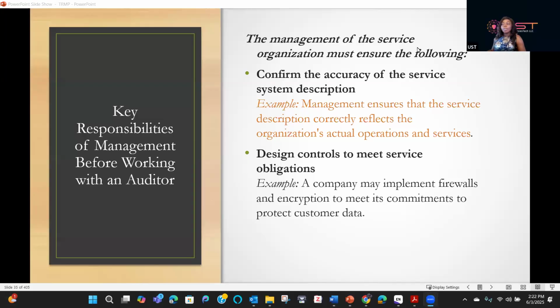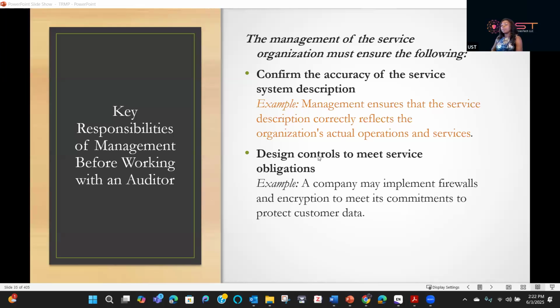All right, everyone, welcome to this session where again we'll talk about the key responsibility of management before they could even invite the auditors to come assess their system. So the management of the service organization may ensure the following. First, confirm the accuracy of the service system description. For example, management ensures that the service description correctly reflects the organization's actual operation as well as services.